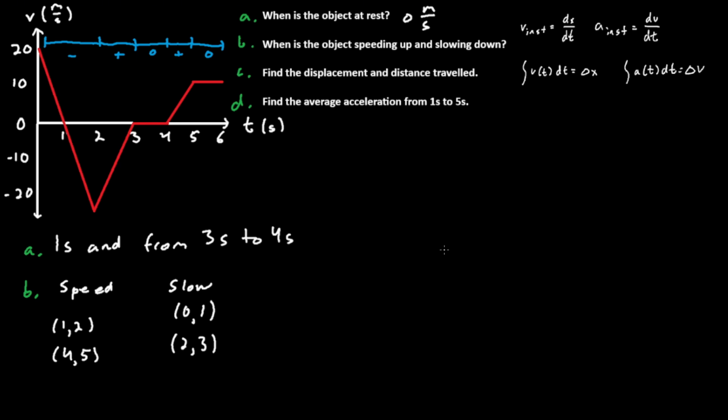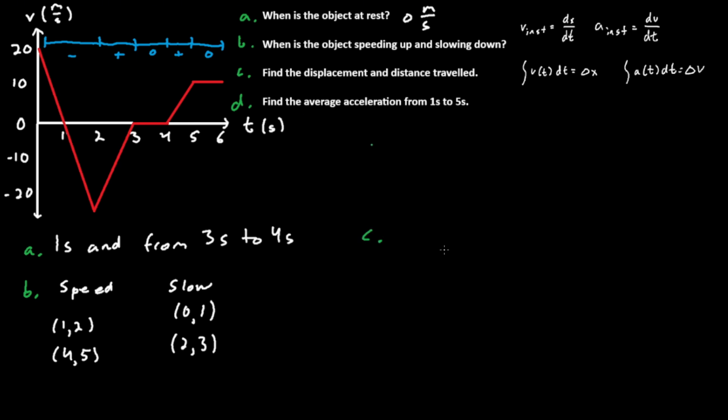And the last part, 5 to 6. Well, even though the velocity is 0, the acceleration is 0. Therefore, we are not speeding up nor slowing down. So from points 0 to 1, 1 to 2, 2 to 3, and 4 to 5, that's when the object is speeding up or slowing down.